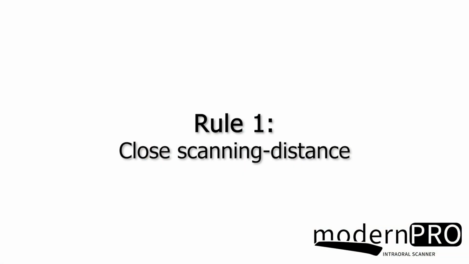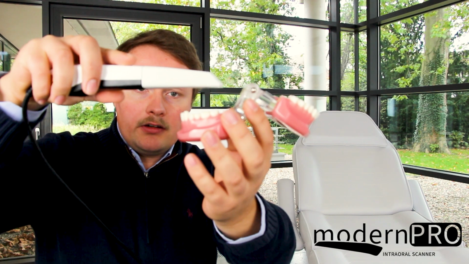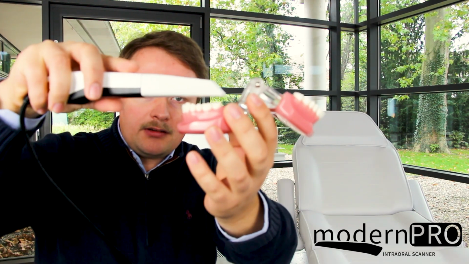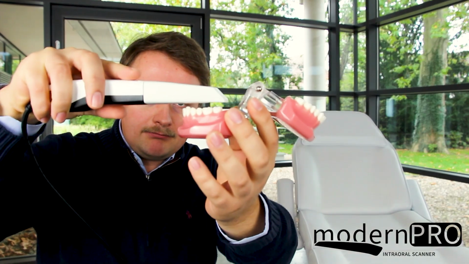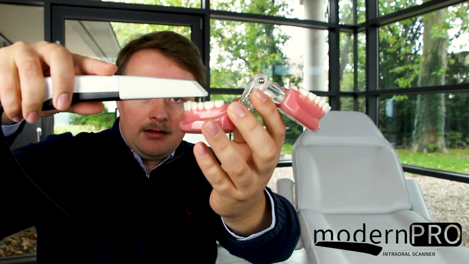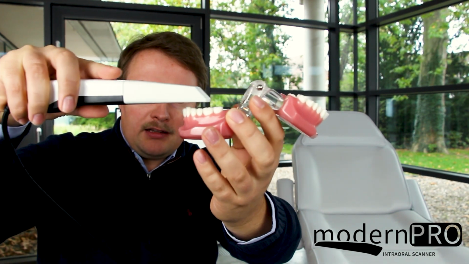First rule: put your scanner at a distance to the teeth that is close to a centimeter or even half a centimeter. Like this. This is the proposed scanning distance.